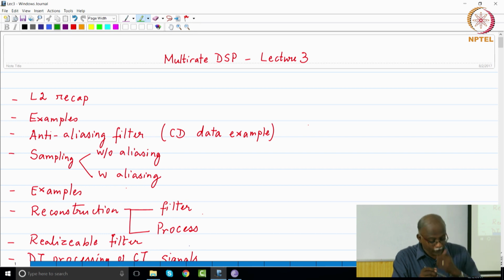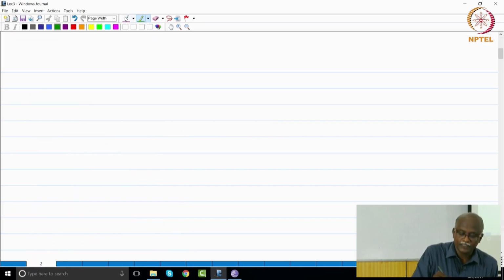And then today's focus will be on the reconstruction process and one of the applications of multi-rate signal processing, or of DSP in general, where you can move the continuous time processing into the discrete time. So the last part will be the discrete time processing of a continuous time signal. So let us begin with a quick summary of the points that we discussed in the last lecture.